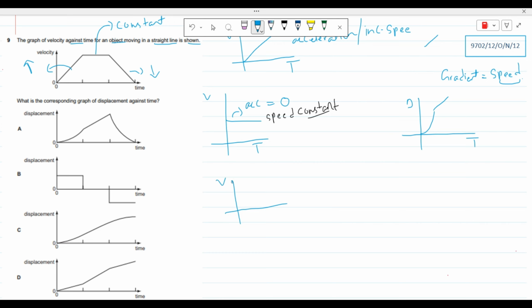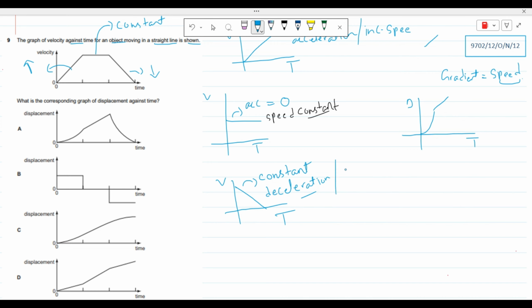So now let's move to the last part. If we talk in terms of acceleration or gradient, this is constant or uniform acceleration, right? So constant, sorry, it is constant deceleration. My bad, because the gradient is negative. Constant deceleration. So how to make constant deceleration in displacement time graph?